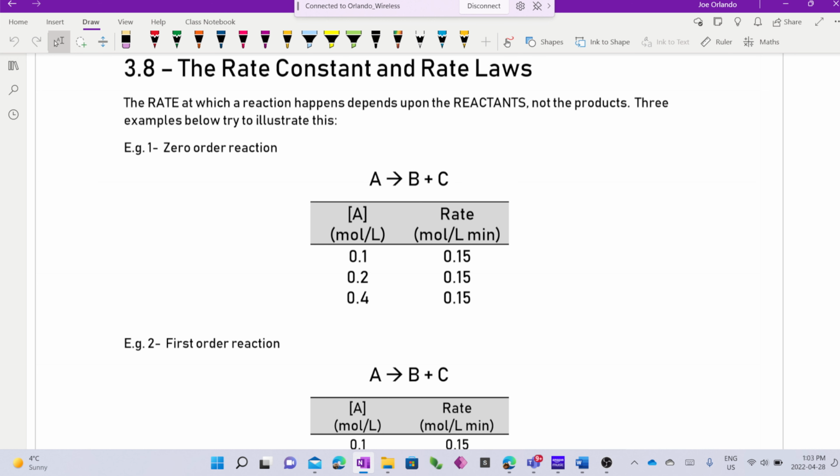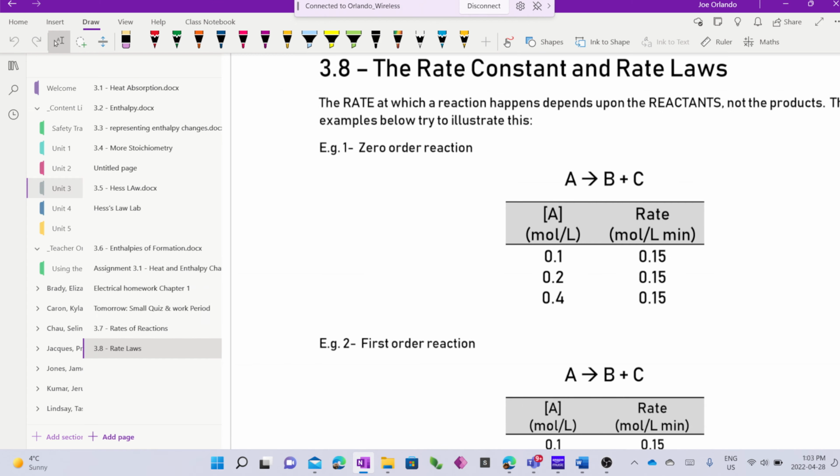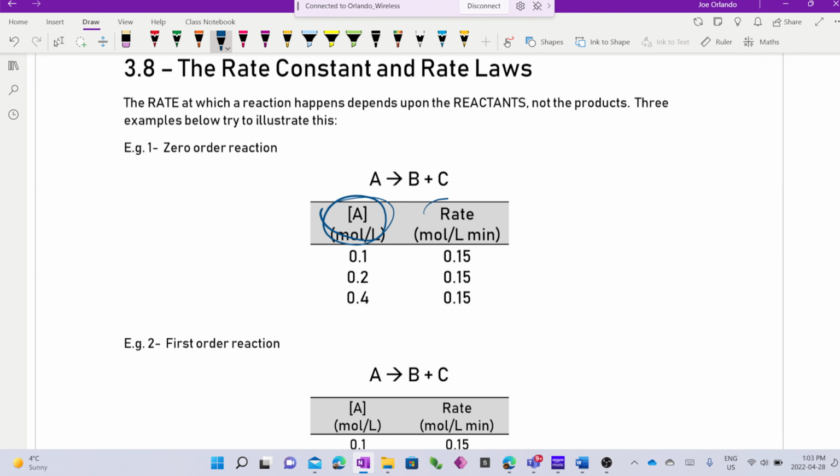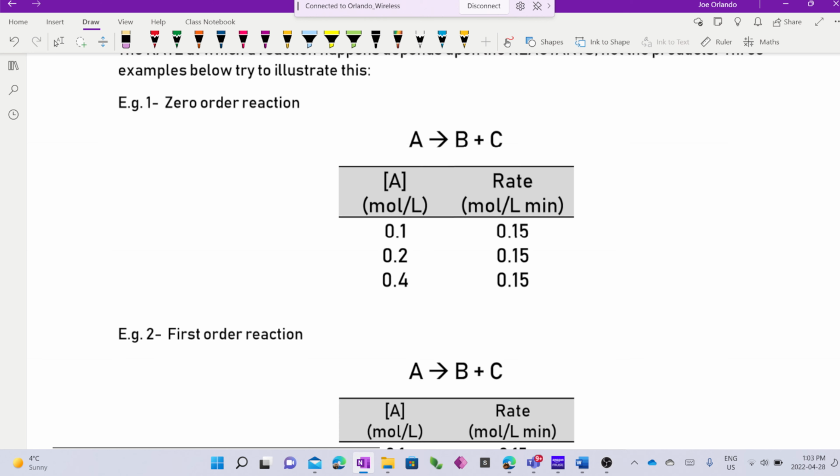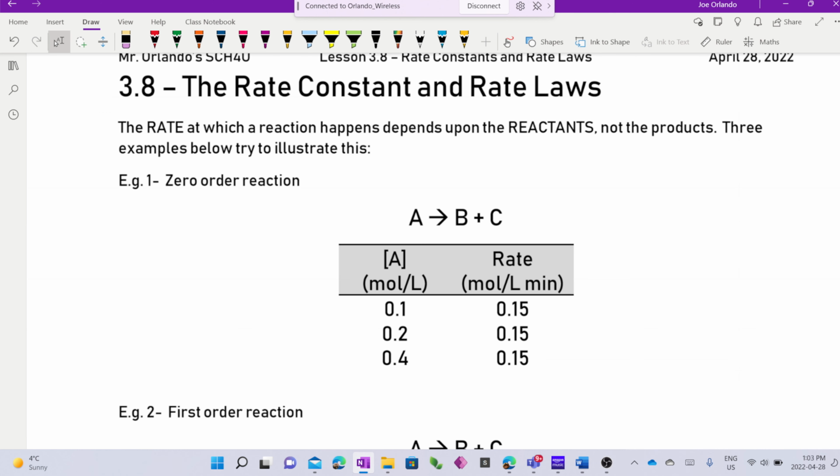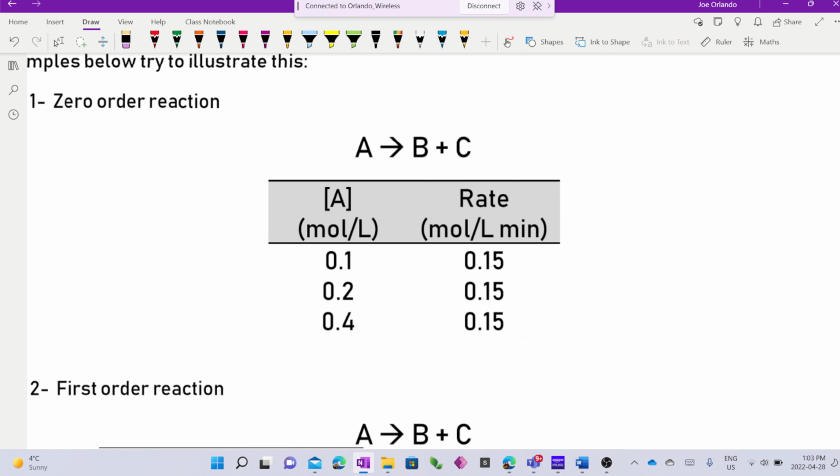What we said yesterday was that if I change how much stuff I have, it should change how fast the reaction happens. Does that make sense? Now, sometimes it won't. In fact, there are some reactions that we call zero-order reactions. We'll talk about what that means. But what I want to note here is, let's learn how we read this table.